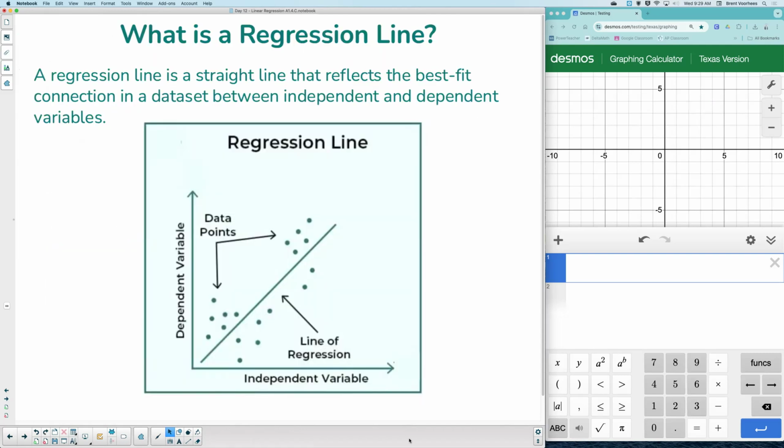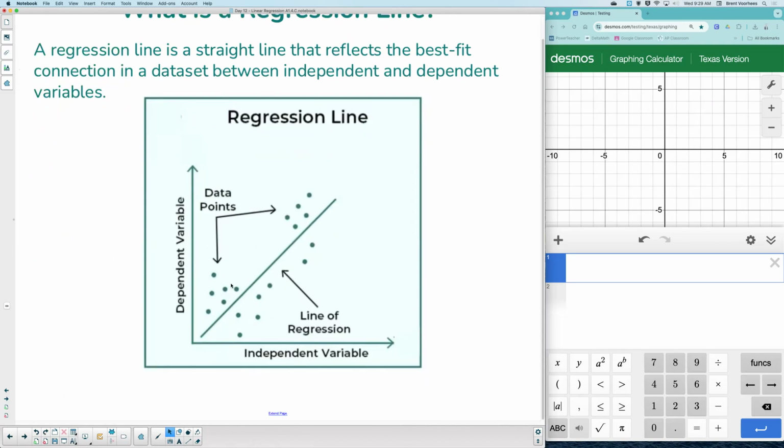First, what is a regression line? On this little picture right here, you see a bunch of dots very similar to the bell ringer. A regression line is a line that best goes through the middle of as many points as possible. So what is a regression line? The line that best goes through the middle of all the dots. That's what's called a regression line, okay? That's what we're going to create today.